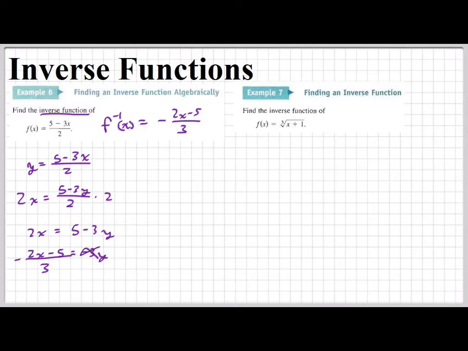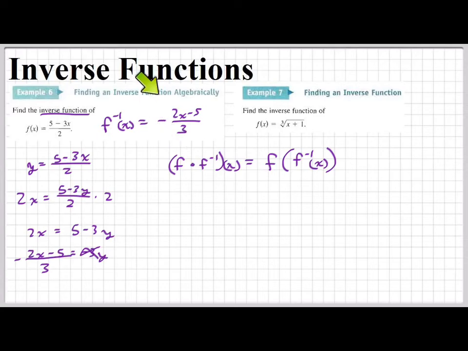Now we have a neat thing we can do to check to see if these are actually inverse functions. If you're ever asked to check to see if two functions are inverse functions, this is what you do. Do you guys remember doing this? f of f inverse of x? This is the same as saying f with f inverse plugged into it.